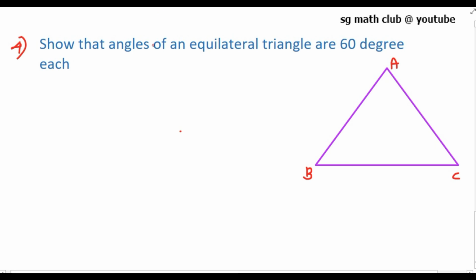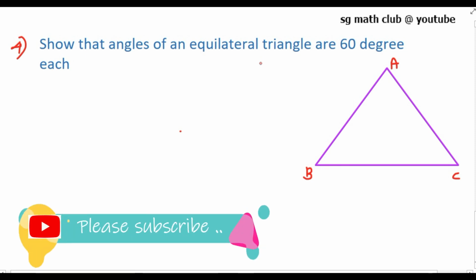So fourth question is, show that angles of an equilateral triangle are 60 degrees each. We know that equilateral triangle means all the sides of the triangle will be equal. And from smaller classes we know that in an equilateral triangle all the sides and all the angles are equal and it is equal to 60 degrees. So this we know from the smaller classes. Now let's see how to show that angles of an equilateral triangle are 60 degrees each.